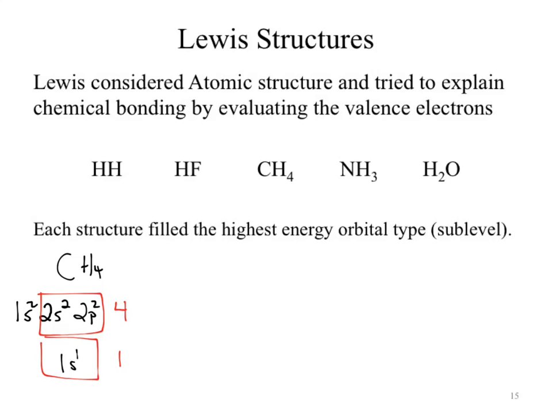There's 4 hydrogens. Each one of those hydrogens brings in 1 electron, which means what I'm looking at here is not 5 total electrons, but 8 electrons. 8 electrons need to make it into my structure.